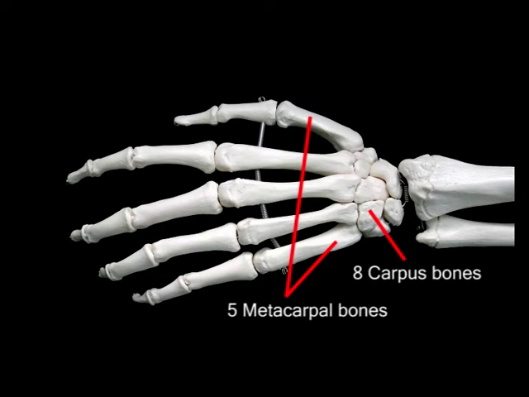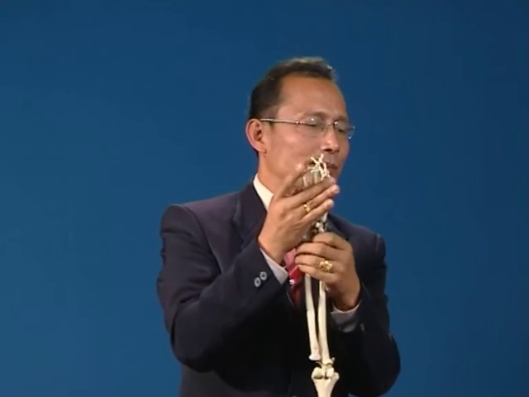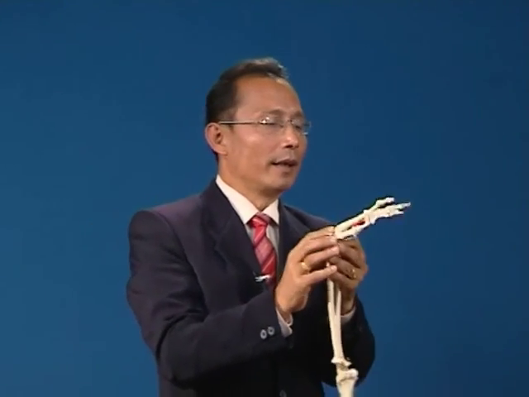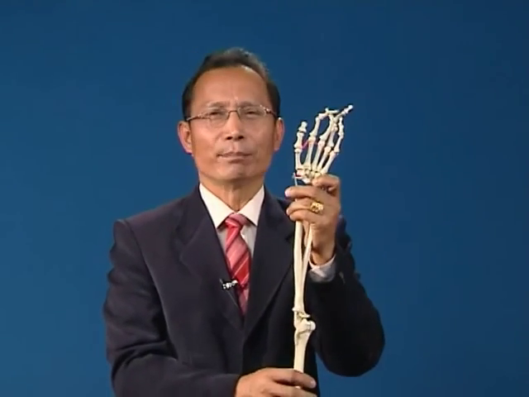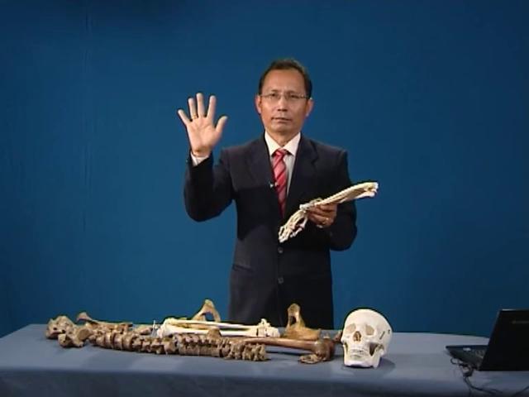Then we have phalanges. The thumb has only two phalanges. Other fingers have three phalanges. So altogether 14 phalanges, 14 phalanges, 5 metacarpals, then 8 carpus, altogether 27 bones in one hand.